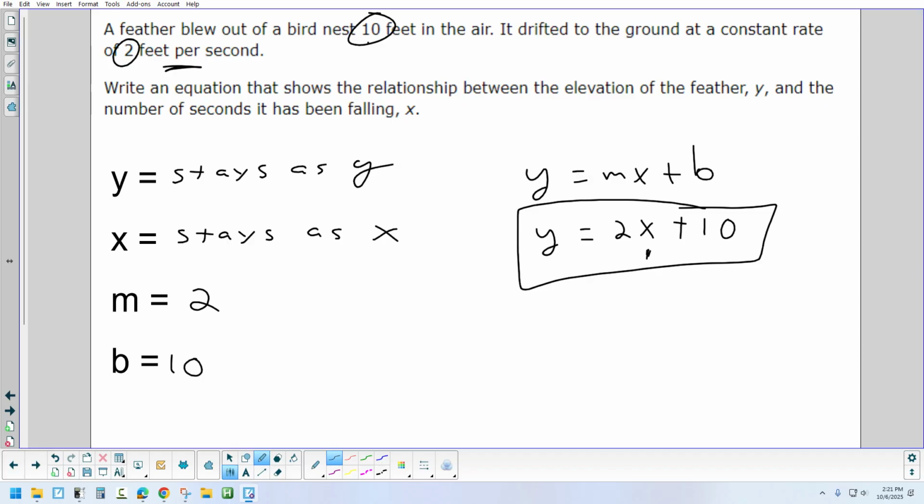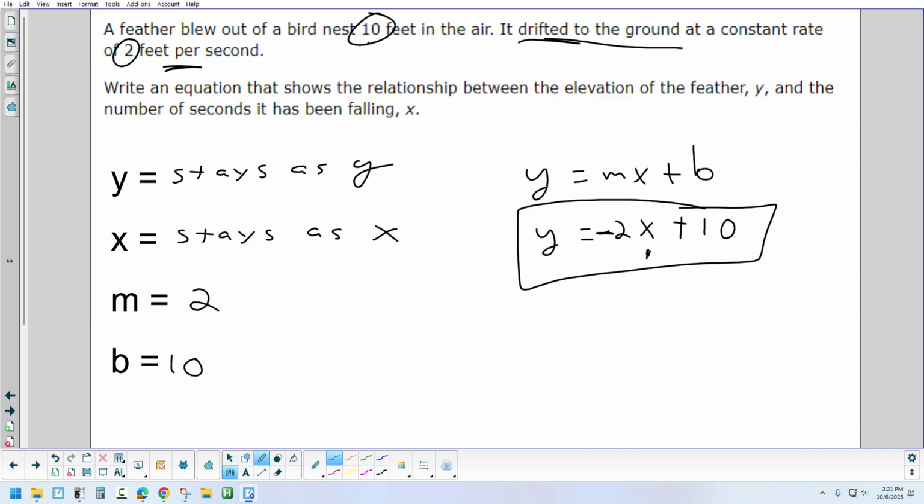The feather is drifting to the ground. What does that mean? Drifting to the ground means it's going down. When you see a phrase like that, you need to make sure your slope is negative. Falling, drifting to the ground. I think there's a problem in the packet about the lake receding. That means the water level is dropping. I'll give you a hint: recede means negative.